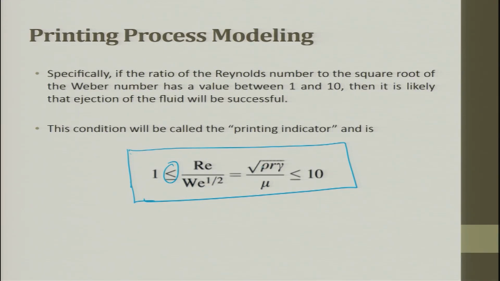which is equal to rho root of rho r gamma by mu, which is again 1 less than or equal to Re, Reynolds number, Weber number to the root, that is to the power half, is root of Weber number, is equal to root of rho r gamma by mu, which is again less than or equal to 10.